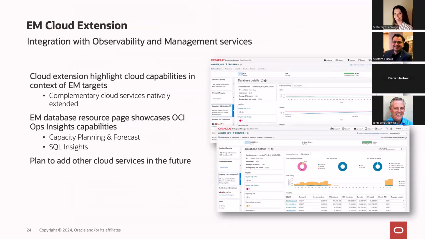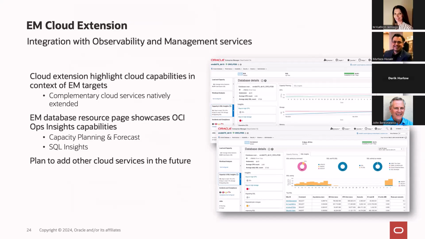This is again almost a brand new integration that we have done with Enterprise Manager. So in this, essentially, if you are an Enterprise Manager user, and you are in the context of a single database, you can very easily see Ops Insights, capacity planning, and SQL Insights related insights within the Enterprise Manager database page, right?